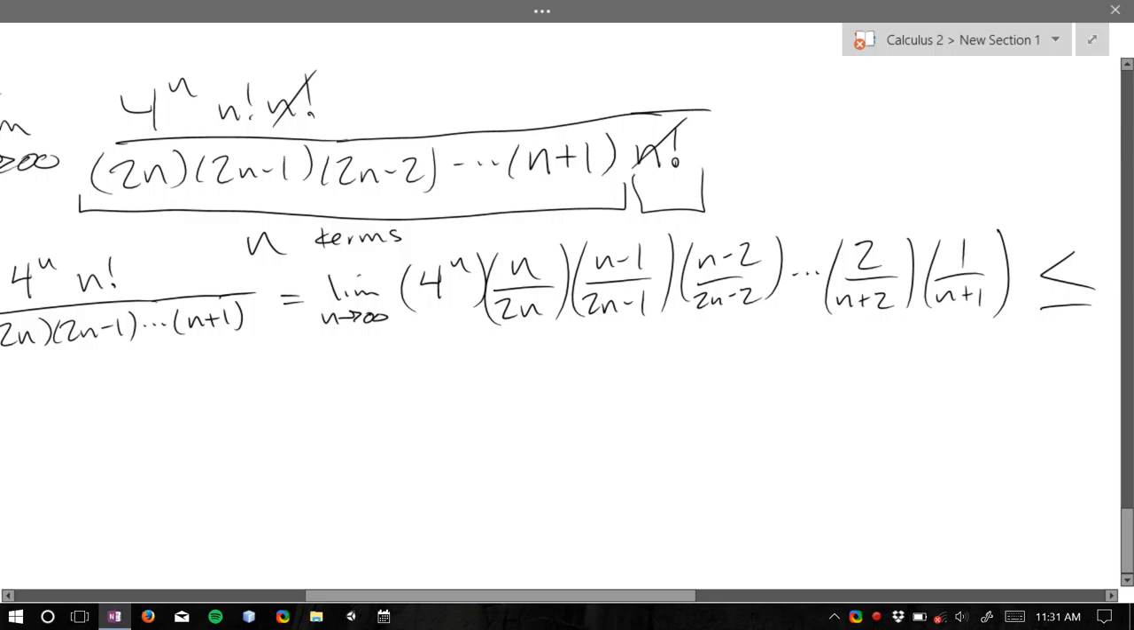So I would like to show that this is greater than 0, and then I can say it diverges. If it equals 0, I can't say, it's inconclusive again. So I'd like a lower estimate that has a limit that's greater than 0. So I want to replace them by something smaller.